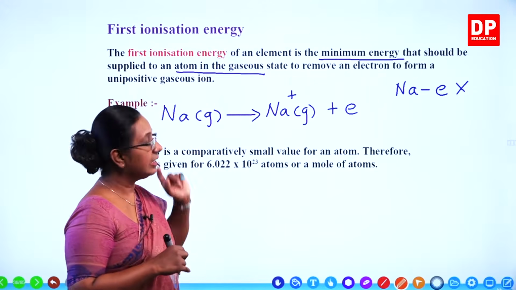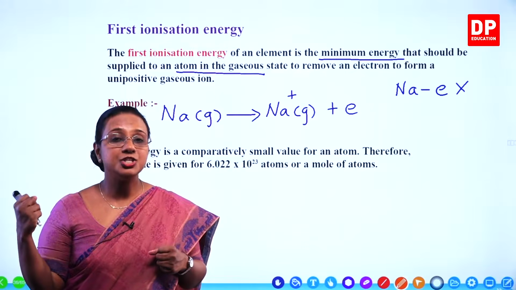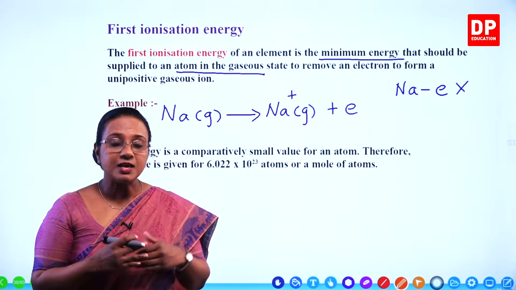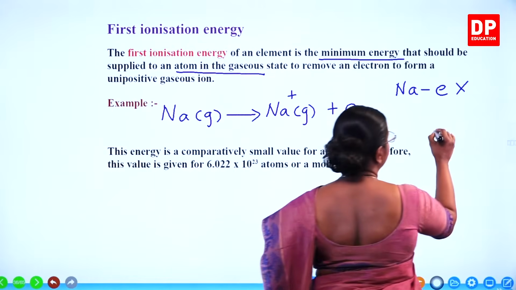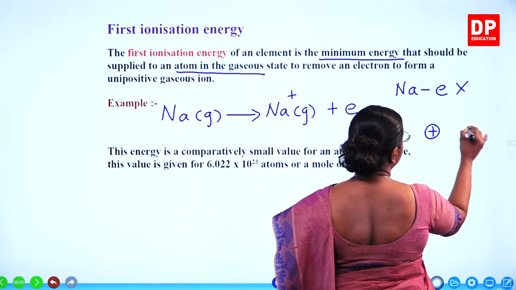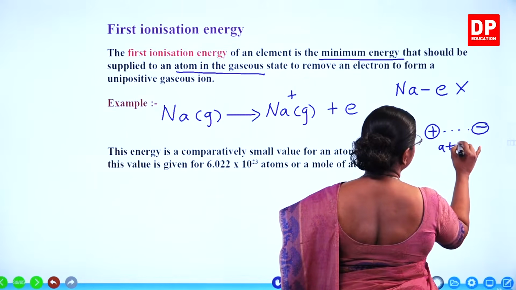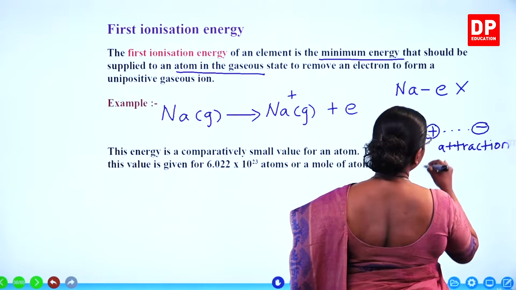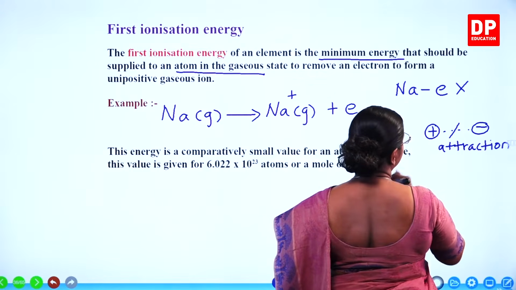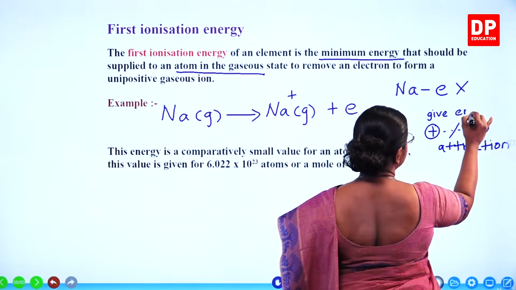What are we doing here? We are removing the electron from that shell. So that means we are breaking the attraction between the positive and the negative charge. The attraction has to be broken. To break this attraction, we need to give energy.